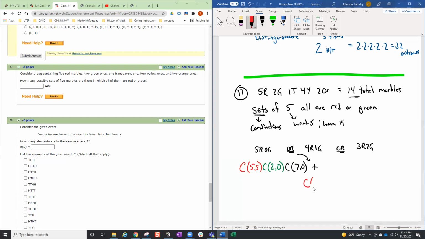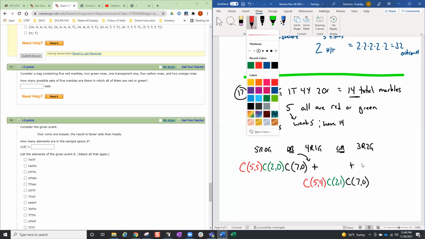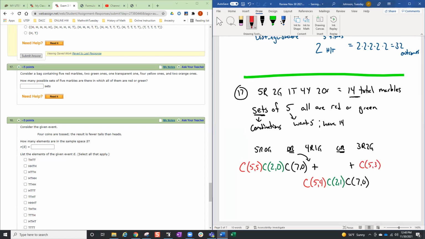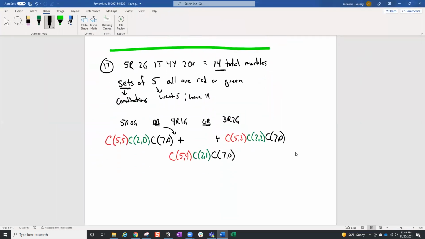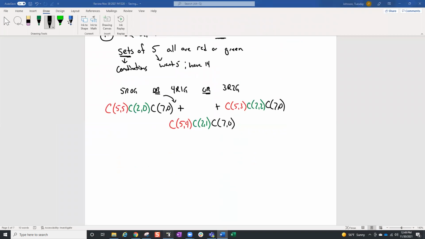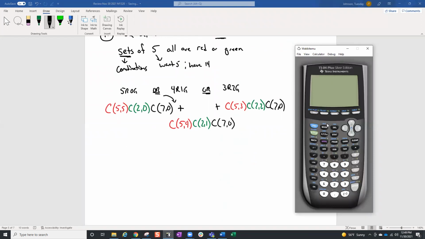We want 4 red. So out of the 5 red we have, we want 4. Out of the 2 green we have, we want 1. And out of the 7 marbles that are not red or green, we want 0. Or, so that goes up in that spot, but I knew I wasn't going to have enough room. Out of the 5 red we have, we want 3. And out of the 2 greens, we want 2. And then out of the 7 marbles we have left, we want 0. So I'm going to make this a big page so that we can find all of these values. And we're going to use a calculator to do this because we are not trusting my brain right now.